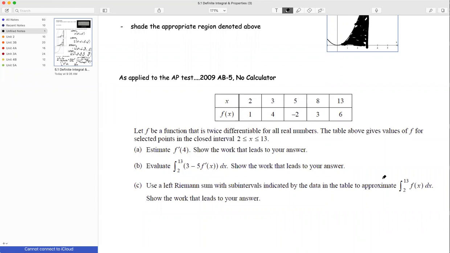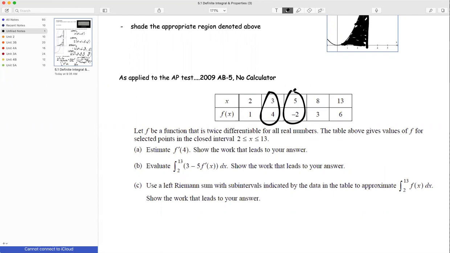This is a gimme question. College Board is giving away points because all I have to do is find the derivative. And the derivative is the slope. At what point? 4. Not a trick question, right? So I need to find the slope at 4. Which 2 points am I going to use? Oh, how about 3 and 5, because 4 is in between them.